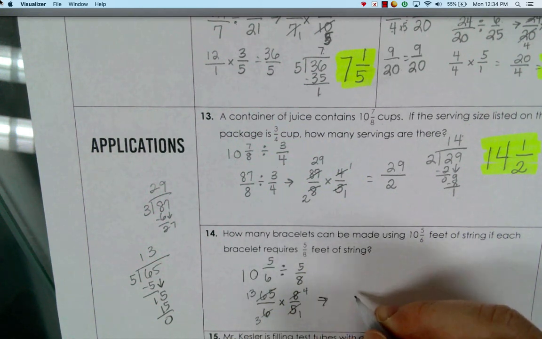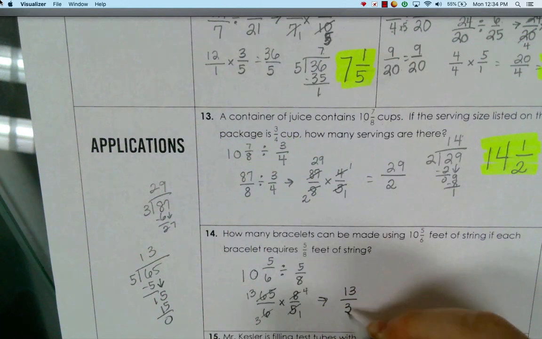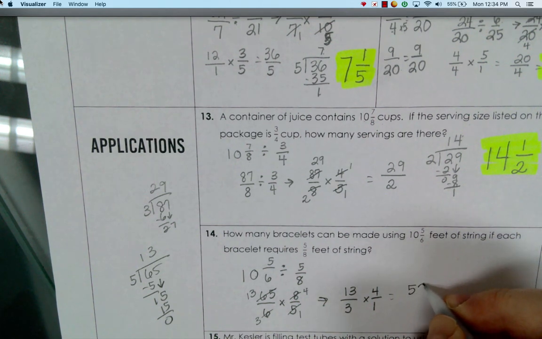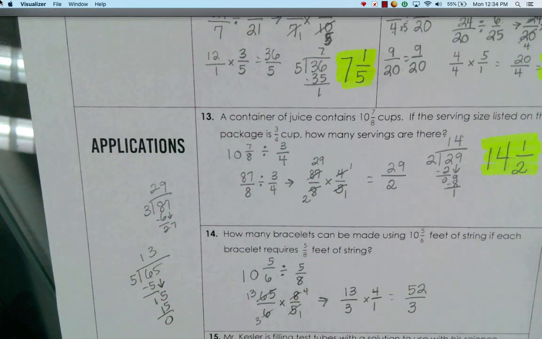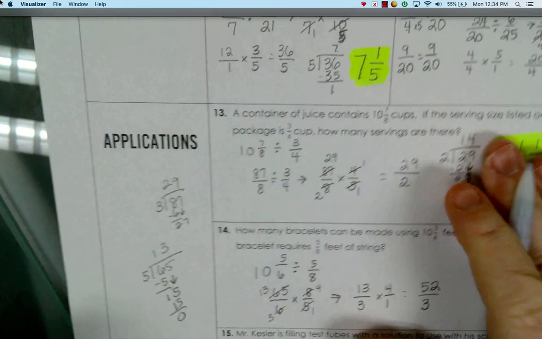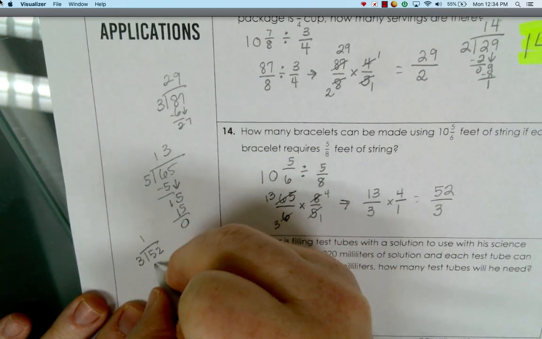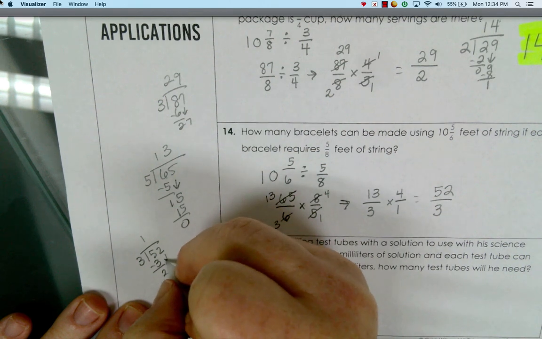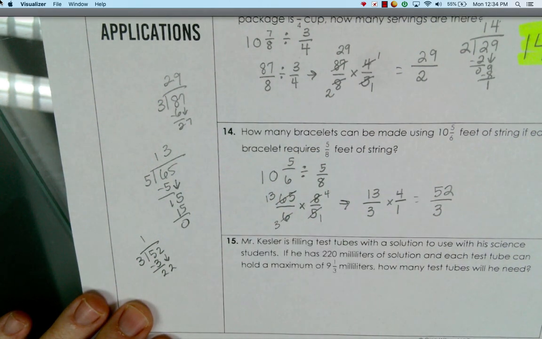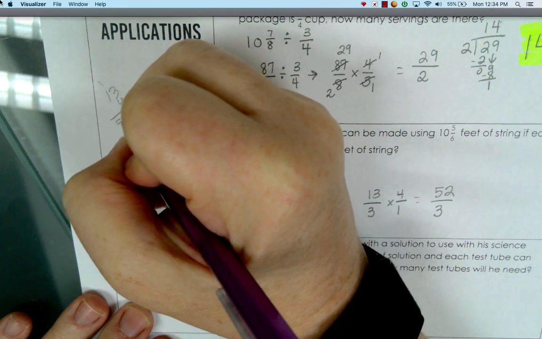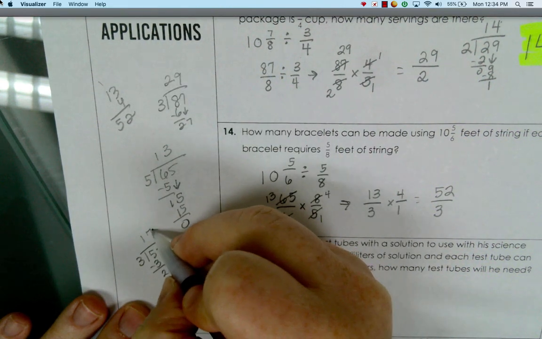I'm going to rewrite this ugly. 13/3 times 4/1. And we get 26 plus 26 is 52/3. But we still need to do the math. So 52 divided by 3. Really? Really? Yeah, okay. 7.